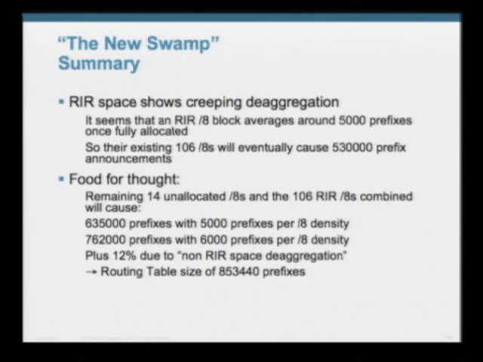I mean, even if we did 5,000 per /8, we would end up with 530,000 prefixes in the BGP table. There are 14 other /8s left. So if we look at all that, 762,000 prefixes. And that's only with 5,000 per /8. What if it went to like 202/8? It would double.